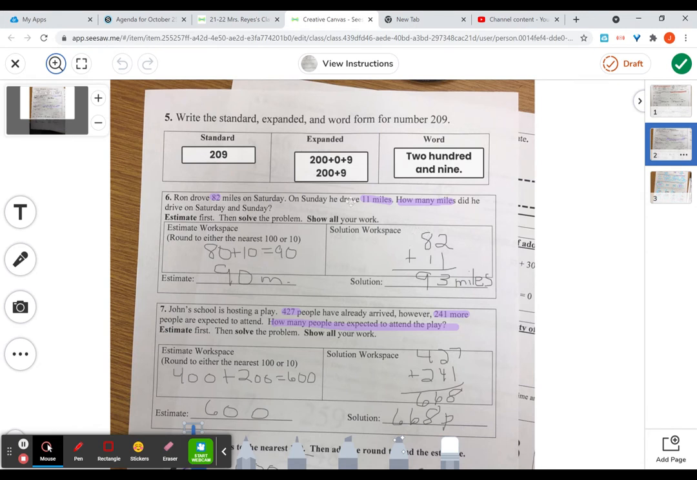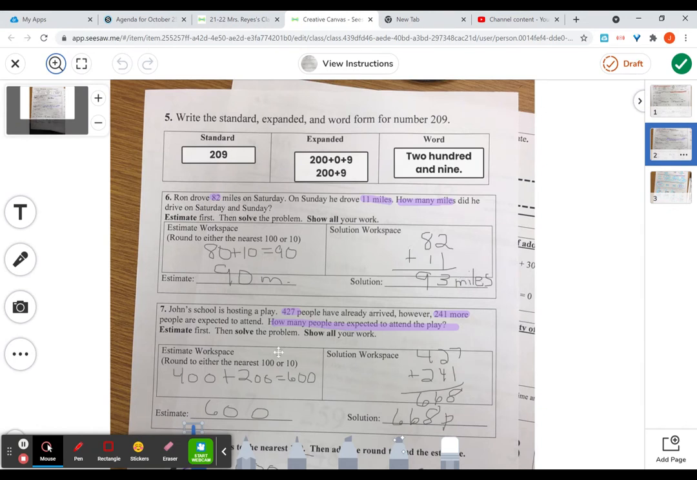For number 6, you have to read the problem. Ron drove 82 miles on Saturday. On Sunday, he drove 11 miles. How many miles did he drive on Saturday and Sunday? So the first thing we're going to do is estimate. Since 82 and 11 are both close to a 10, we're going to round by tens. So 82 would round to 80, 11 would round to 10, 80 plus 10 equals 90. So I know my answer should be somewhere around 90 miles. When I add my 82 plus my 11, it's very simple adding, no regrouping. 93 miles is the answer to the problem.